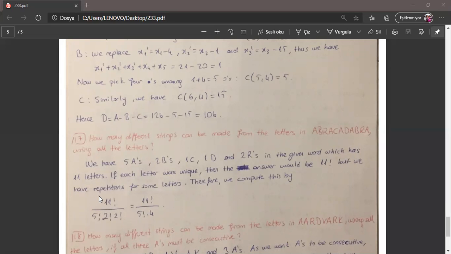So normally, in general, we compute by 11 factorial if we had different letters. As we have repetitions here, we divide by 5 factorial, 2 factorial, and 2 factorial. This 5 for A, this 2 for B, and this 2 for R. So we have this.